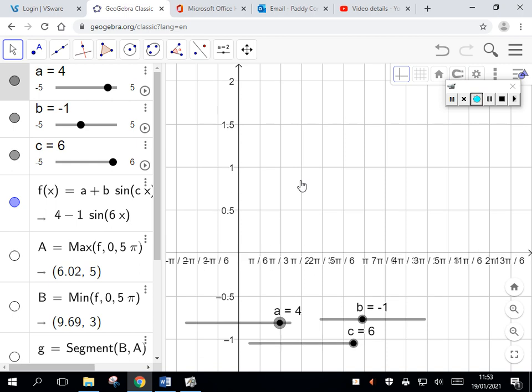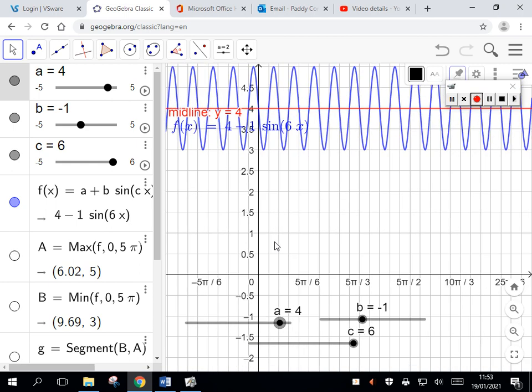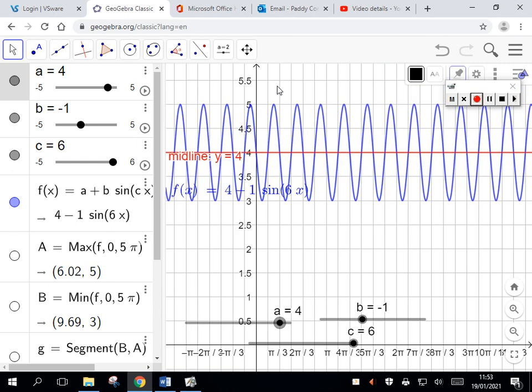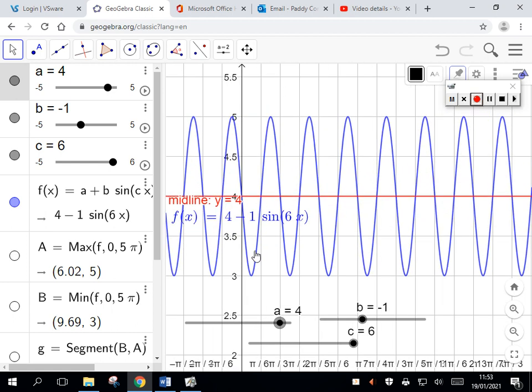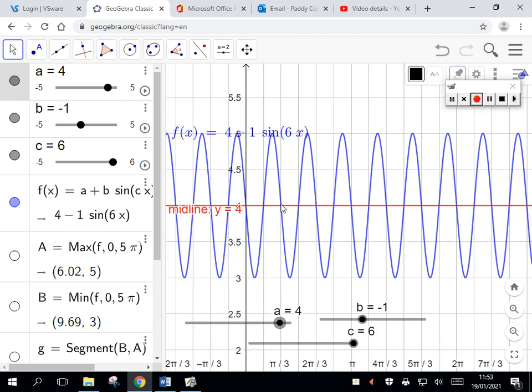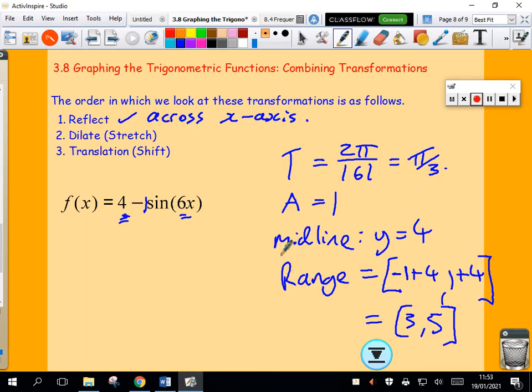Let's just look where that is. And you can see there the range 3 to 5, an amplitude of 2. The midline is y equals 4. Period is pi over 3. There's pi over 3 right there. All those values we had figured out before using GeoGebra. I've got to be able to visualize.